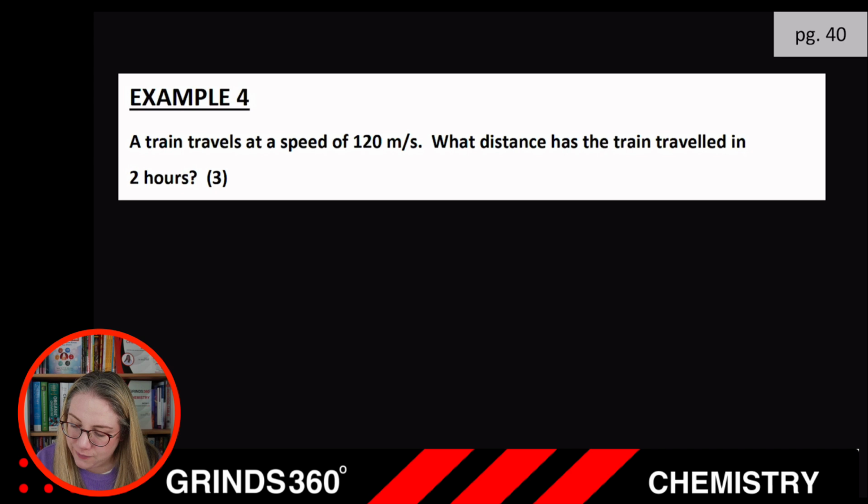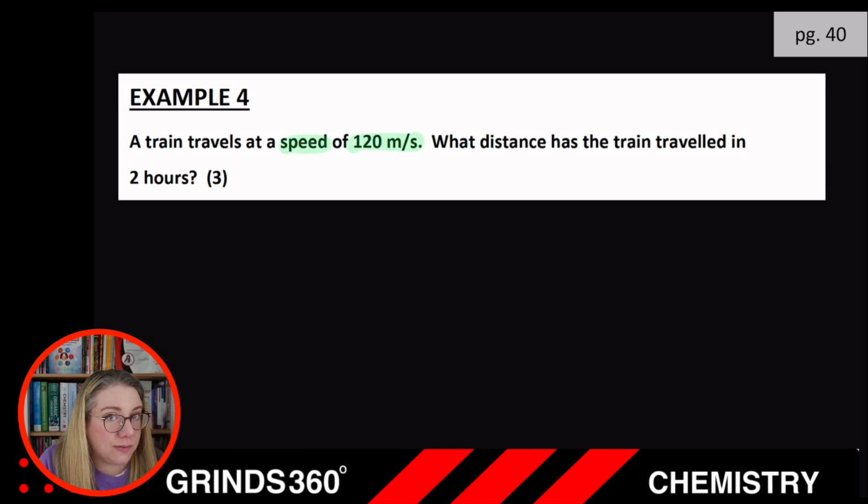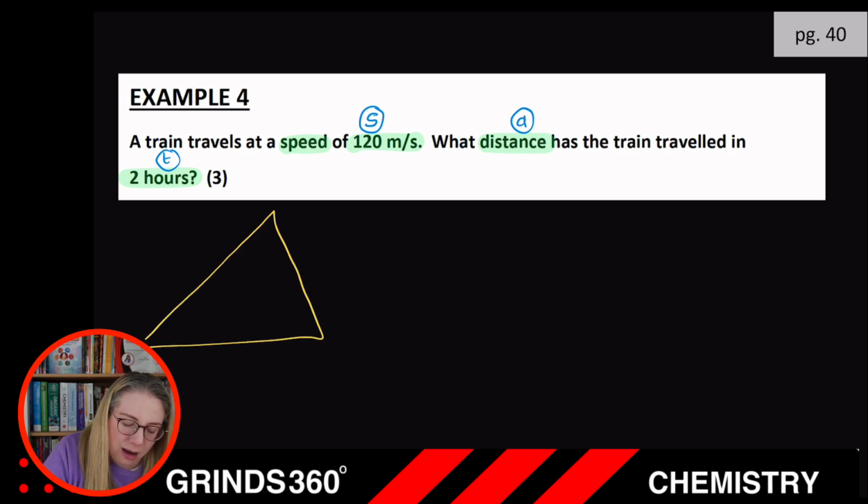Now, worked example number 4. This is going to be our last one for speed. So next up, a train travels at a speed of 120 meters per second. So that is the speed of the train. What distance has the train traveled in 2 hours? Now ask yourself, what is the question giving me? It's giving me the speed, it has mentioned distance, and we have the time. Now, that means you're going to be using your speed triangle because they are the 3 variables from the speed triangle, like this. Now, what are we asked to find? We're asked to find the distance.